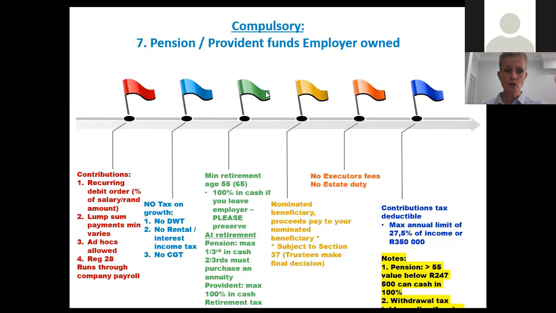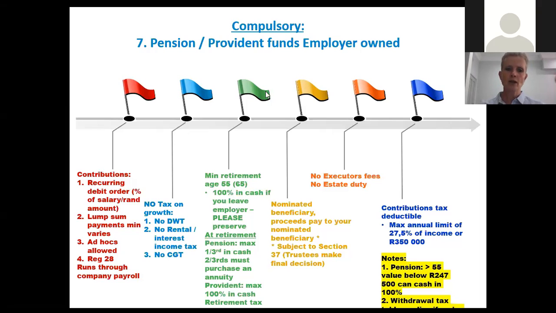So contributions, obviously recurring is the way to go on this, and that would be the norm. It's usually based as a percentage of the member's salary, or it's a fixed rand amount. You can do lump sum payments into a pension or provident fund, and you can do voluntary ad hoc contributions as members as well.